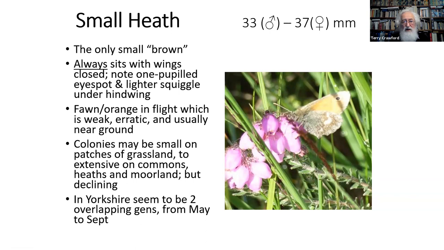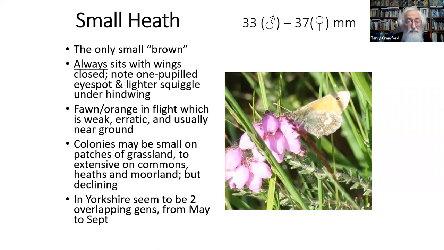It normally has a fairly weak flight and it often lands on the ground just in front of you. And if you see one, there's probably another one lurking nearby. Sometimes they can be quite numerous on the edge of the North York Moors and on the lowland commons and the heathlands. But it is declining. So if you have small heath on your transect, then that is valuable.